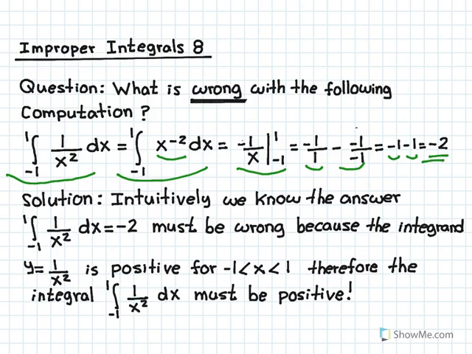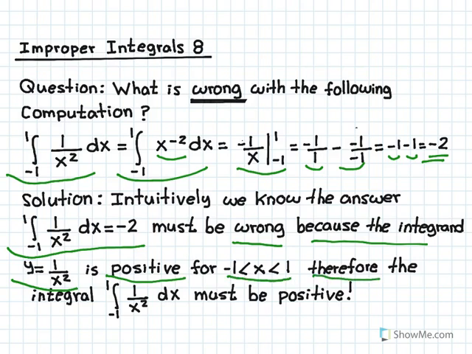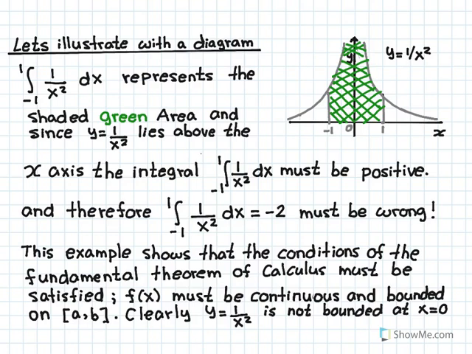Intuitively, we know the answer, the integral from negative 1 to 1, 1 over x squared dx equal to minus 2, must be incorrect. Why is that? It's because the integrand, y equals 1 over x squared, is a positive quantity for x between negative 1 and 1. Therefore, the integral, which represents the area under the curve, must be positive. And we have a negative quantity here. So we know something is wrong.